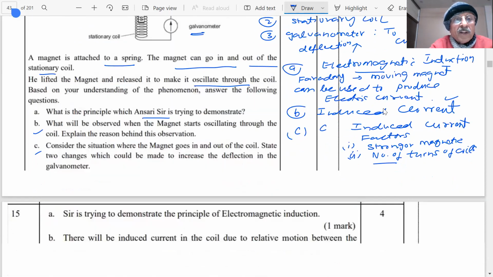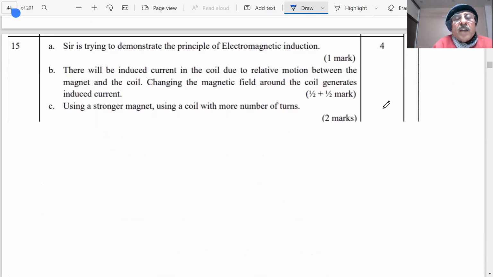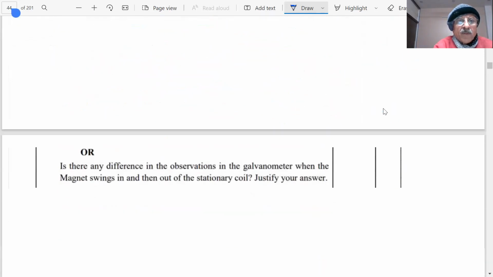Now let us see what answer has been given. Marking scheme given by the CBSE. Student is trying to demonstrate the principle of electromagnetic induction. You are getting 1 mark. There will be an induced current in the coil due to relative motion of magnet and coil. A changing magnetic field around the coil generates induced current. Using a strong magnet or a coil of more turns, you will get more current. Total marks is 4. So 1 plus half plus half plus 2, you are getting 4 marks. The marking scheme is given to you, so it is very easy, you can easily answer.